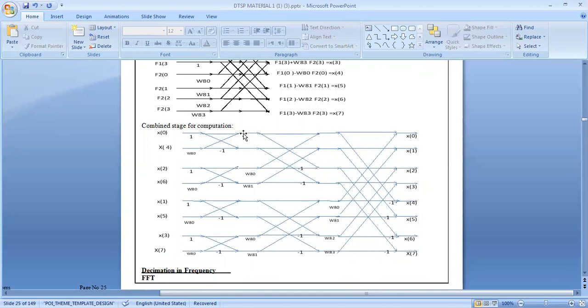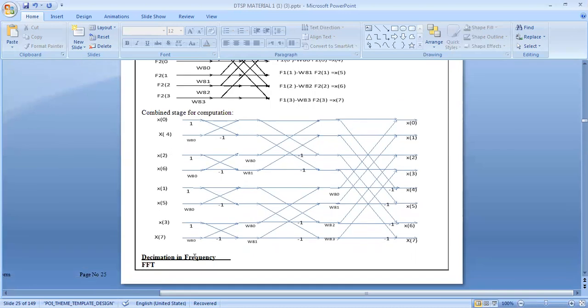So we'll have a decimation of 2 stage and then decimation of 4 stage and then decimation of 8 stages. So on the input side, we have to make a bit reverse order and the final output stage will be having the normal order. This is the process behind the decimation in time.